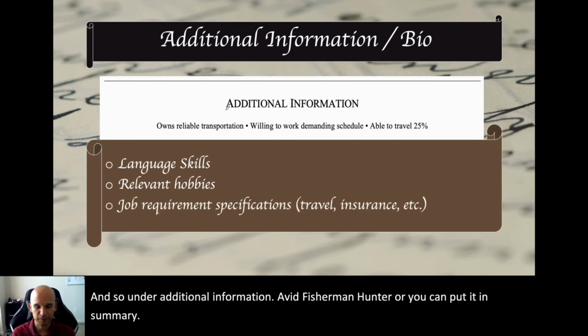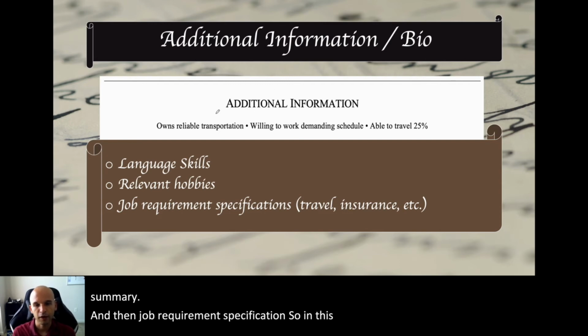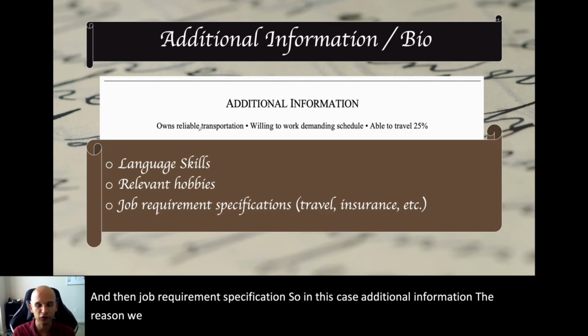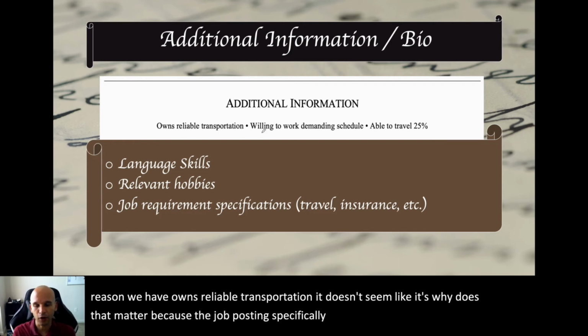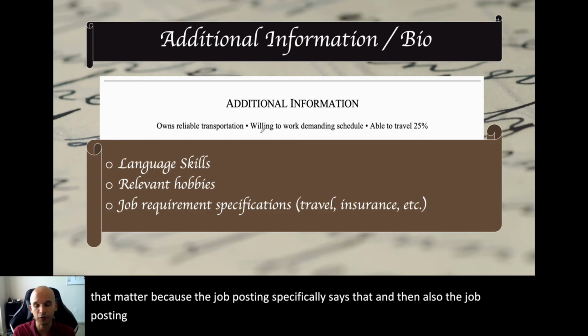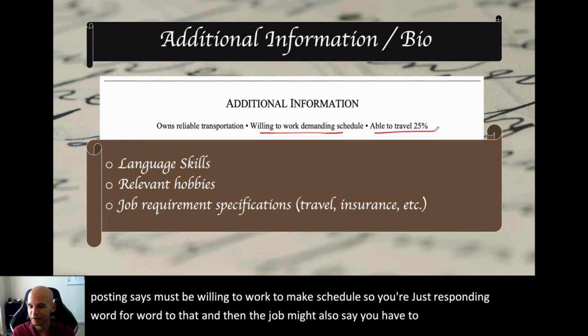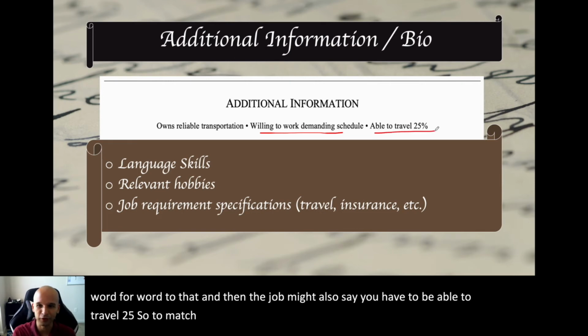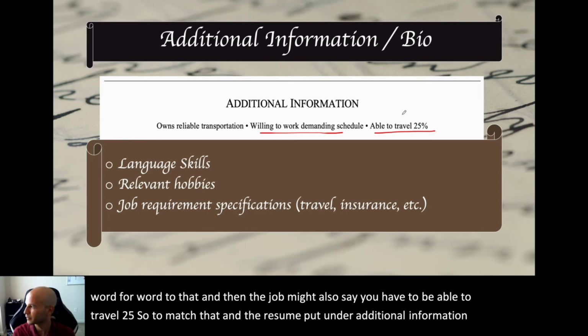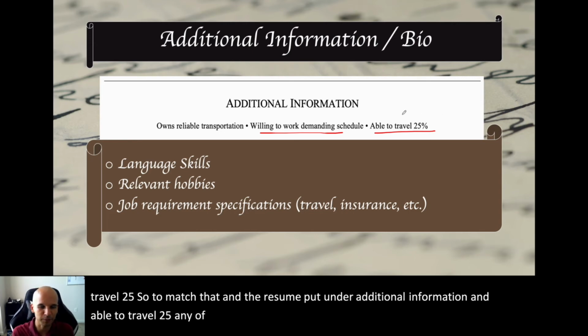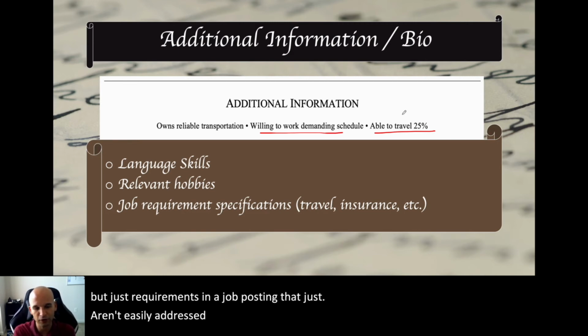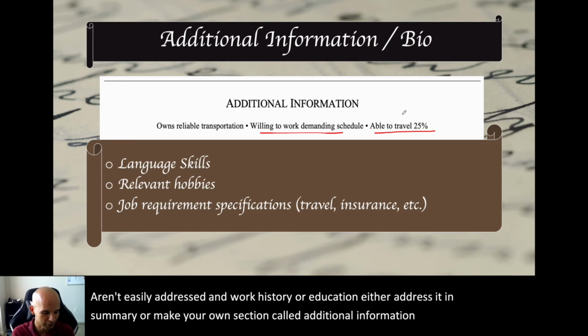And then job requirement specification. So in this case, additional information. The reason we have owns reliable transportation, it doesn't seem like why does that matter? Because the job posting specifically says that. And then also the job posting says must be willing to work a demanding schedule. So you're just responding word for word to that. And then the job might also say you have to be able to travel 25%. So to match that in the resume, put under additional information, able to travel 25%. Any of those weird requirements, not weird, but just like requirements in a job posting that just aren't easily addressed in work history or education, either address it in summary or make your own section called additional information or bio and address it directly there.